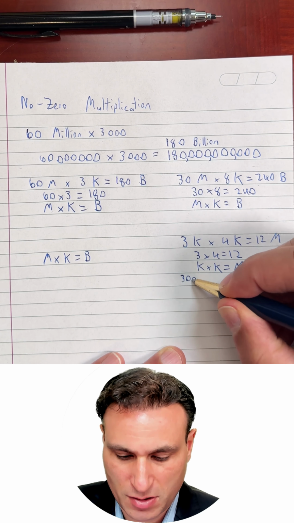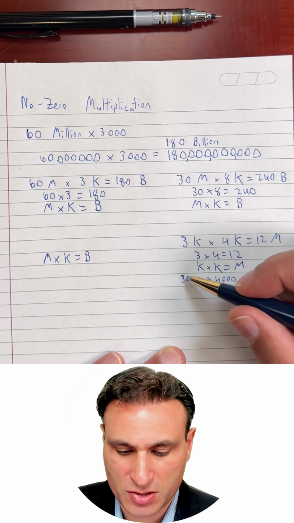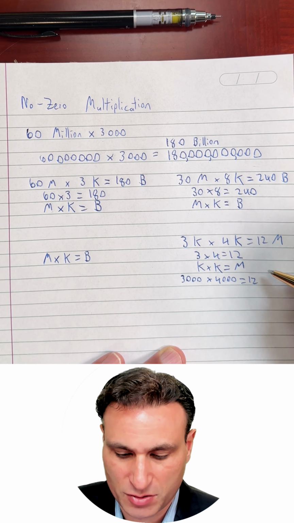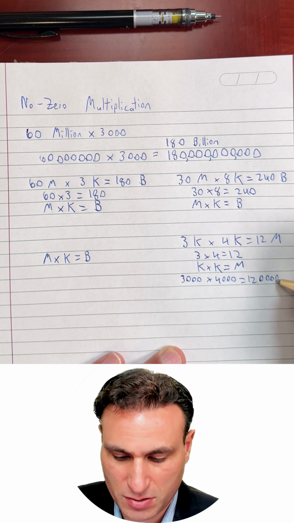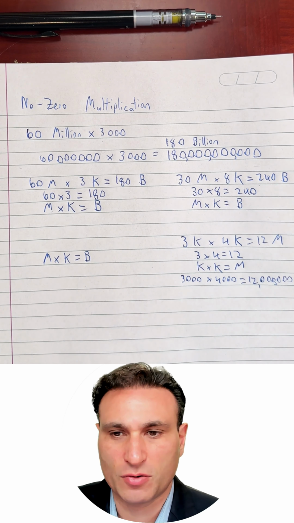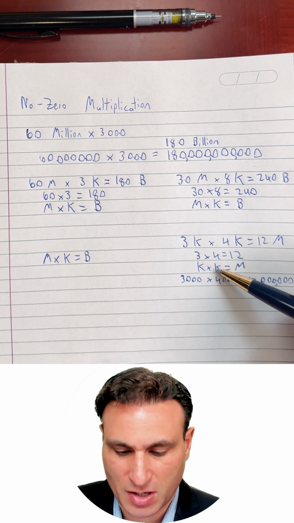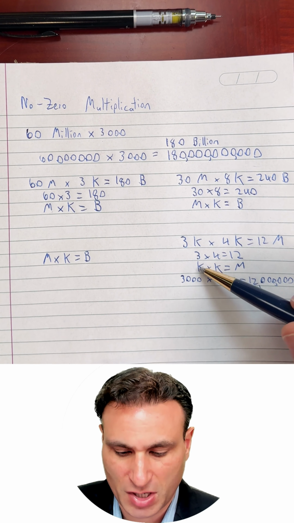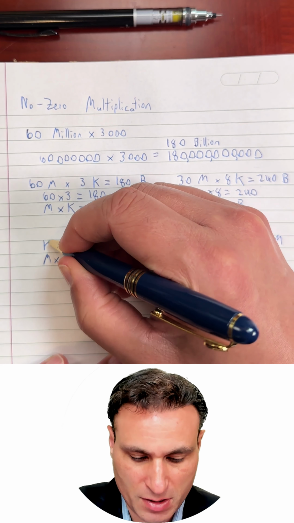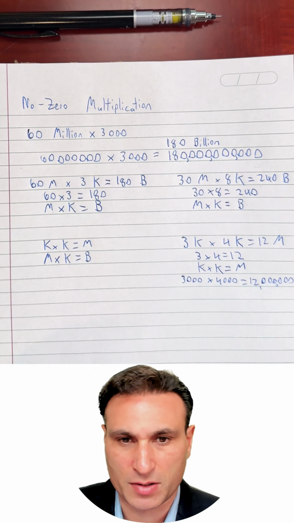Doing this calculation, 3,000 times 4,000, we would calculate this as 3 times 4 equals 12. Next, we count the zeros. We have 3 zeros here and 3 zeros here for a total of 6 zeros, which is 12 million, just like we found with no-zero multiplication. So the first unit multiplication fact is that 1,000 times 1,000 equals million, or with abbreviations, K times K equals M. And this is important, so I'm going to write this separately. K times K equals M, or 1,000 times 1,000 equals million.